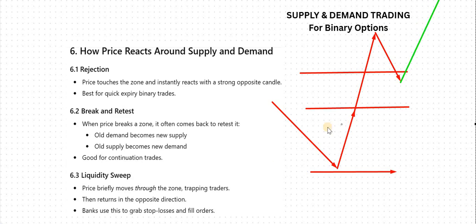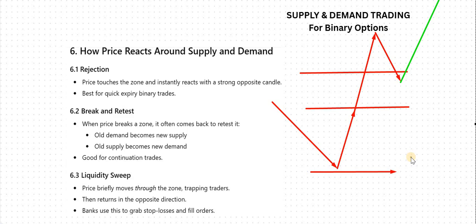So you understand that the way price acts within this zone, there are three types: the rejection, the break and retest, and the liquidity sweep. Now, when you draw your zone, these are what you should be looking for. Is this going to give me a rejection? Is this going to give me a break and retest because there is a reversal in the trend? Or is this going to give me a fake breakout? These are the three things that you should be looking at.